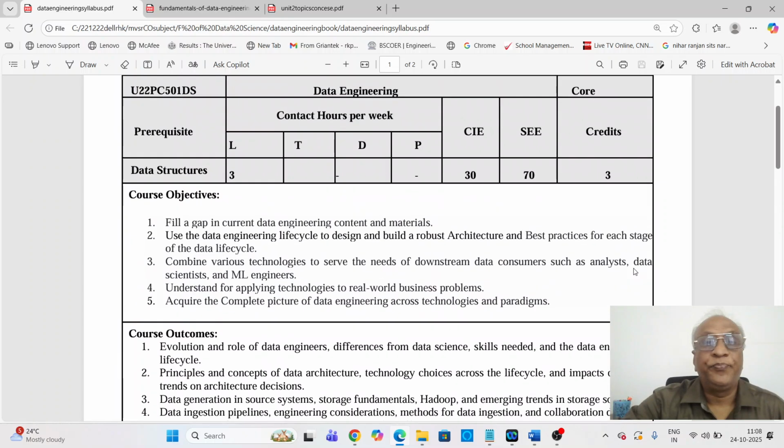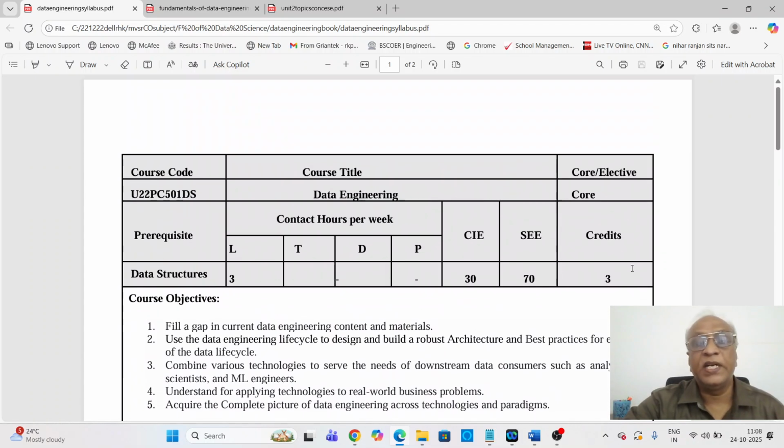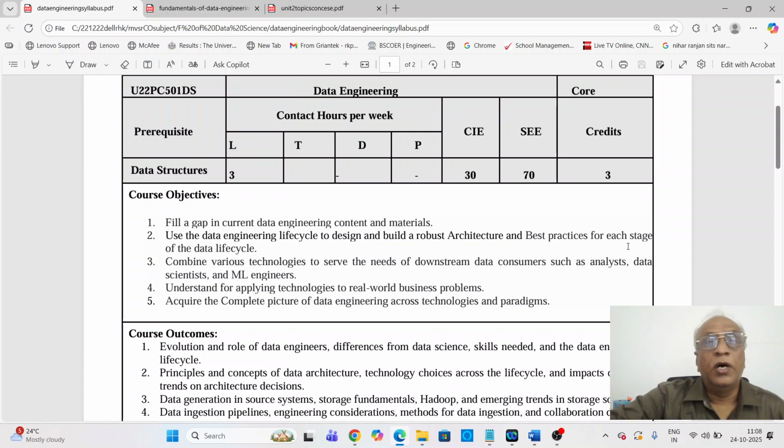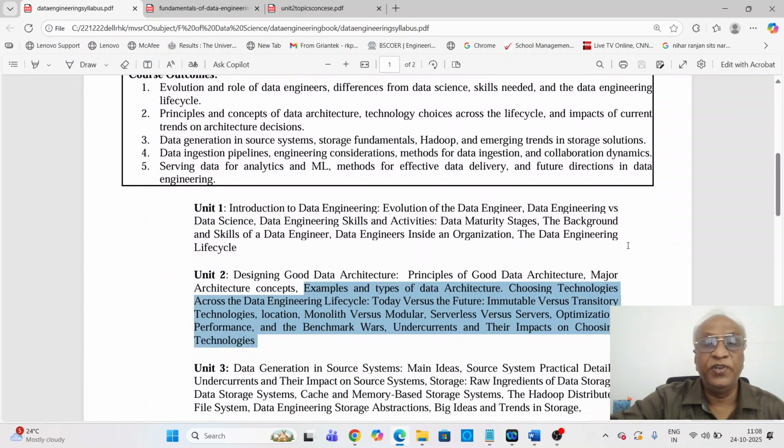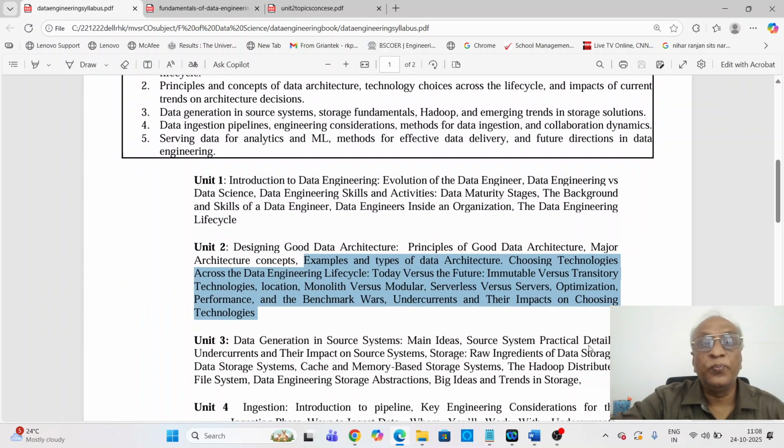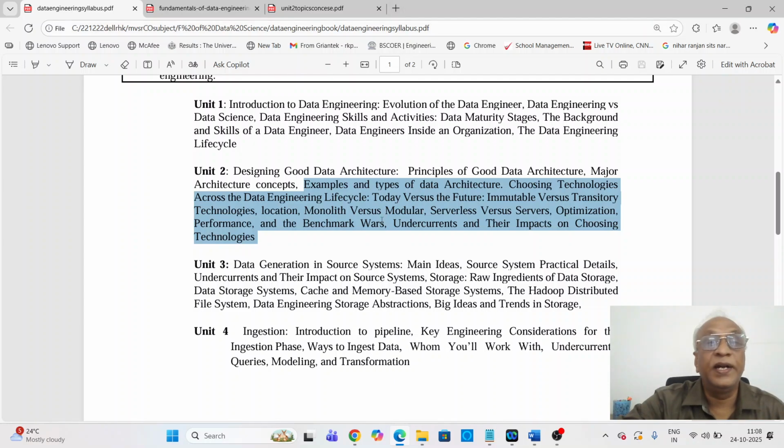Good morning, all. For the subject data engineering, today's focus will be on the topics from Unit 2, which are highlighted here: examples and types of data architecture, technologies, and undercurrents and their impact on choosing technologies. So, this will be our target.